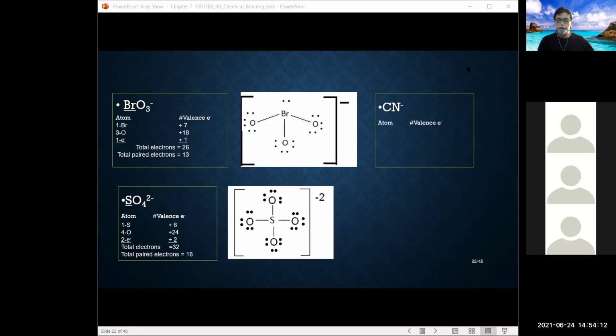Okay, and that is the structure. And then finally, cyanide. This is the structure for cyanide. It's got a negative, like sodium cyanide. This is very similar to HCN. The only difference is the hydrogen is missing.